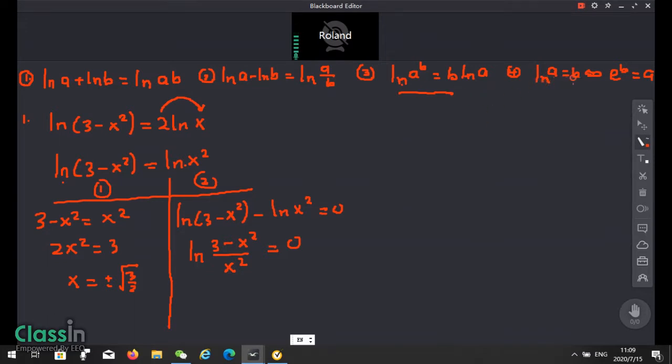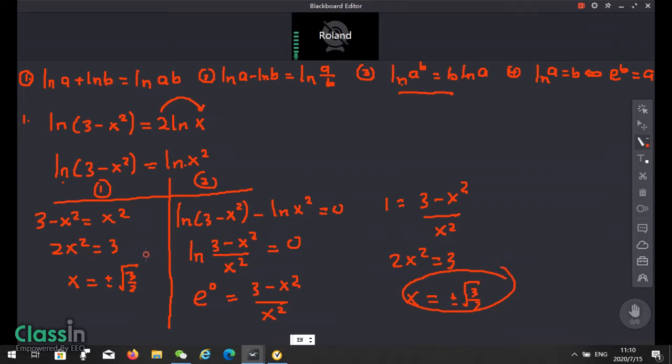Then we can apply the last rule, rule 4. It says natural log of A equals B, then e to the power B equals A. So in this case, e to the power 0 equals 3 minus x squared over x squared. Of course, e to the power 0 is 1. So we can simply see that this is 1 equals 3 minus x squared over x squared. And we can group the like terms to have 2x squared equals 3, and therefore x is the square root of 3 over 2, just like we got. So each of them will give you the same answer. All right, let's look at another example.